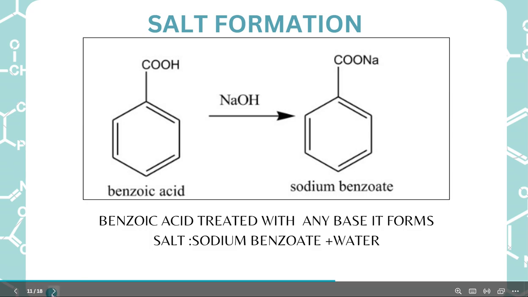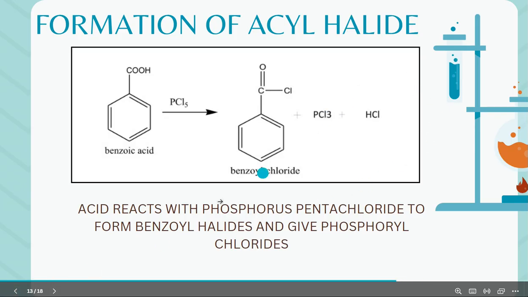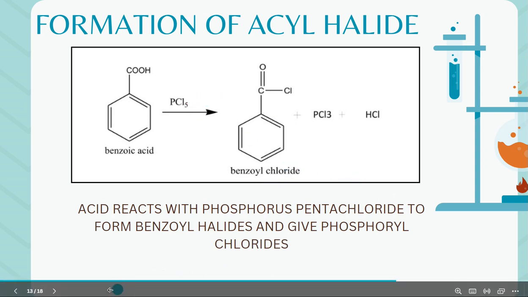Next is formation of acyl halide. Acid here is reacting with phosphorus pentachloride to give you benzoyl chloride. Okay, and you have your phosphoryl chloride with hydrochloric acid as a byproduct. So you can see here benzoyl halides are formed from benzoic acid. Here I have taken pentachloride, so benzoyl chlorides are formed.